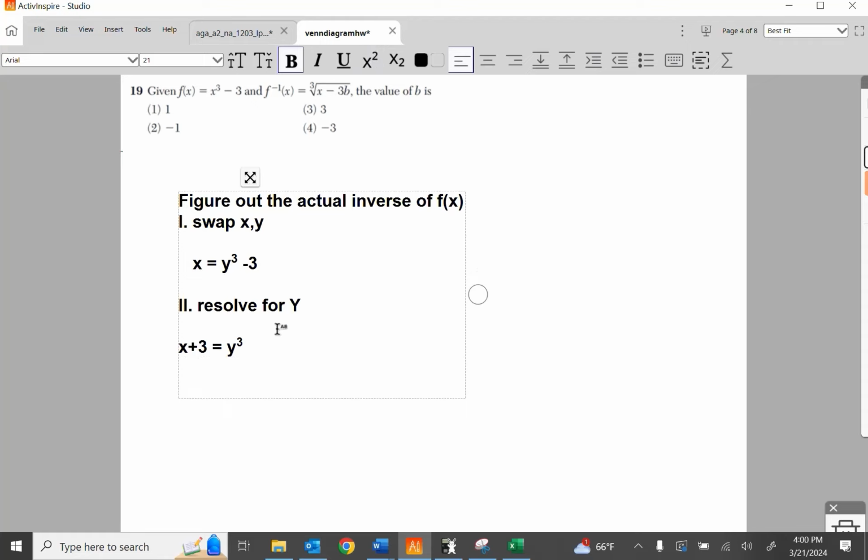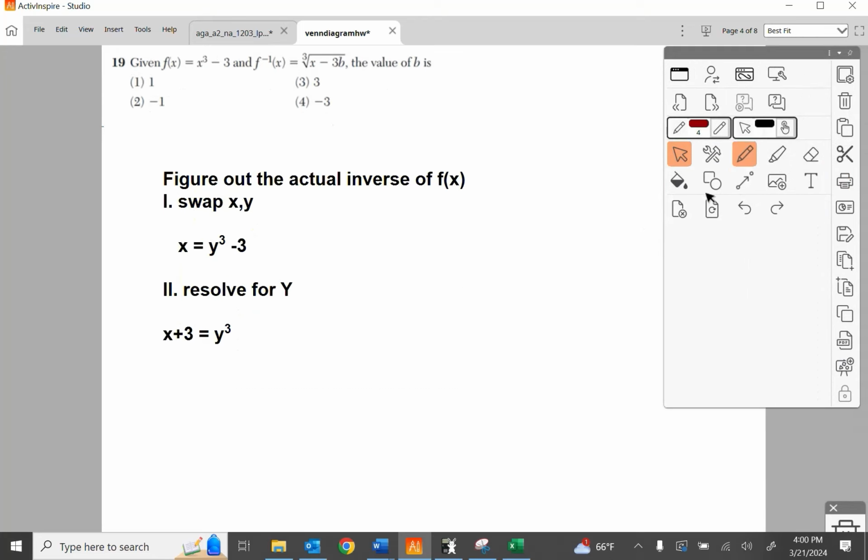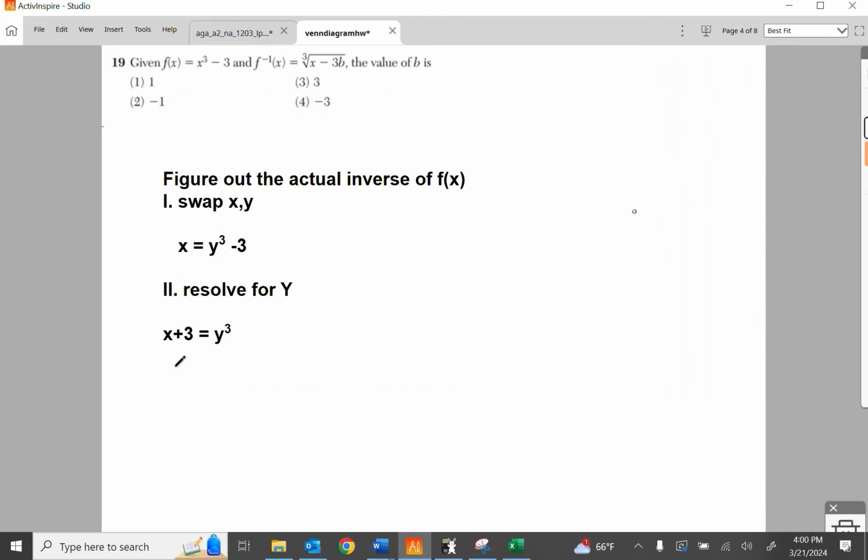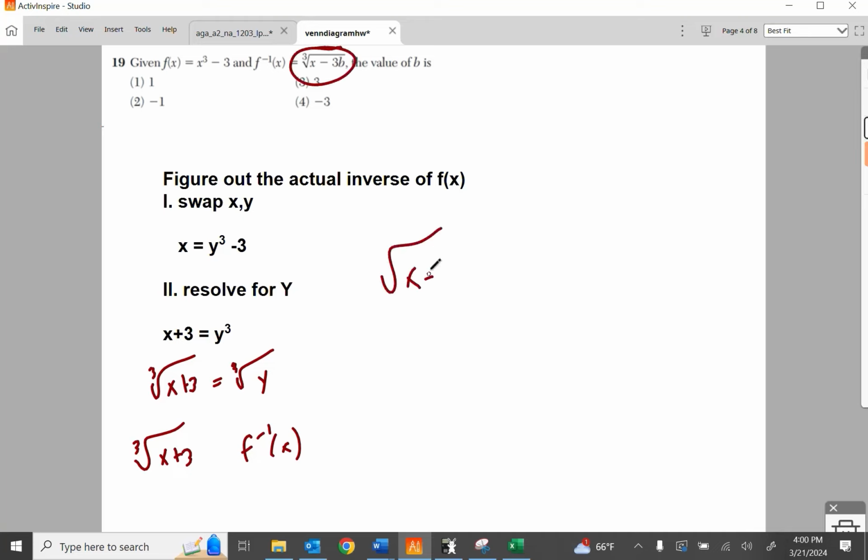I'll switch over to pencil here. I don't have a cube root symbol I can type easily. But what I would do is I would take the cube root of both sides. And there we go. The inverse is literally the cube root of x plus 3. Now, they're saying the cube root of x minus 3b must equal what I actually have, the cube root of x plus 3.